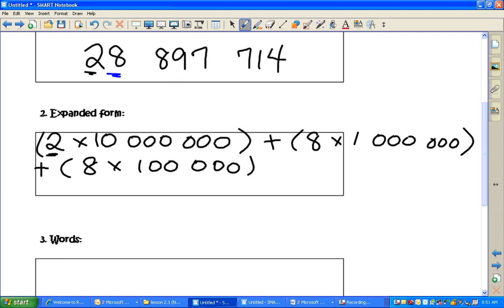Now you can continue if you want, but I'm going to go through this step by step. What would be the next one? Okay, Emma, go. It would be 9 times 10,000. Excellent. So remember, open bracket again.